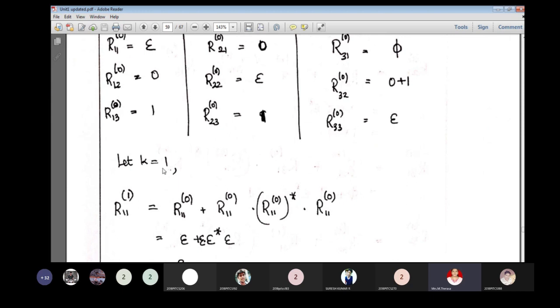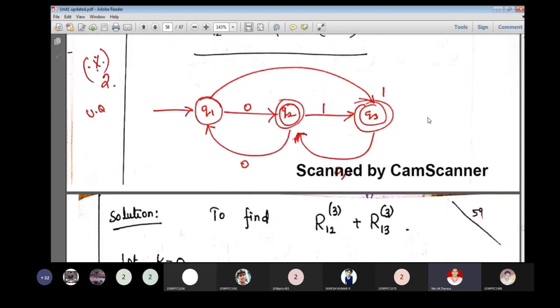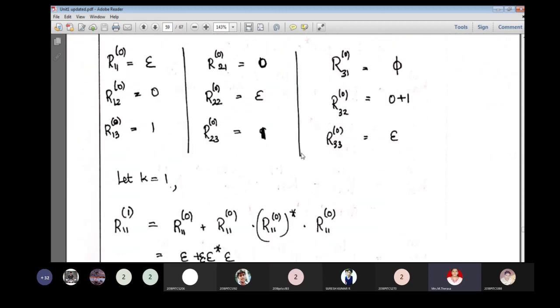Then for k is equal to 1, all the combinations. Since there are three states, you will be getting 9 combinations: R11, R12, R13, R21, R22, R23, R31, R32, R33. Clear? So 9 combinations you will be getting. Okay.